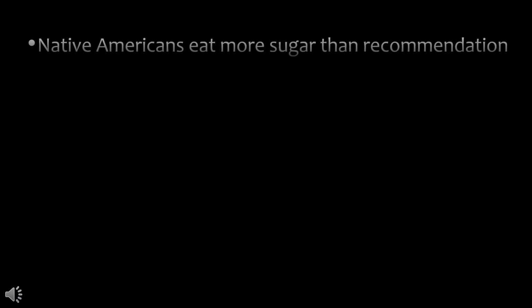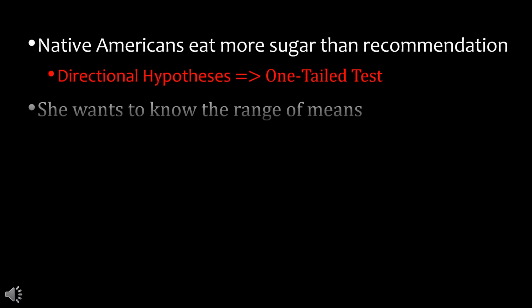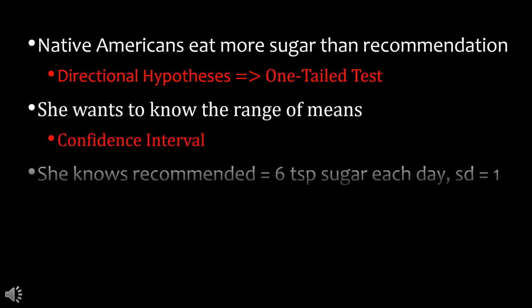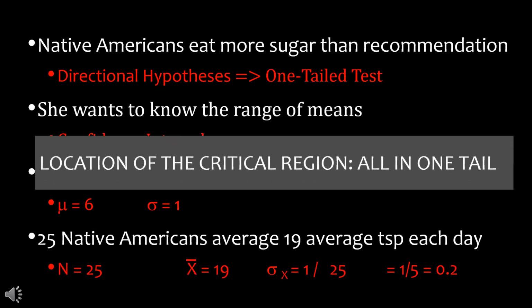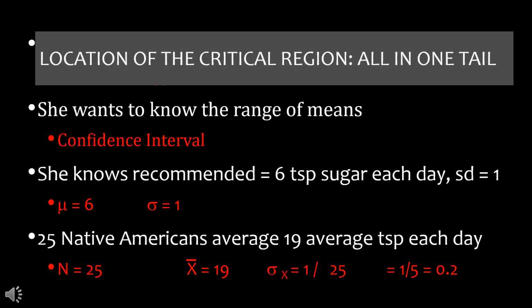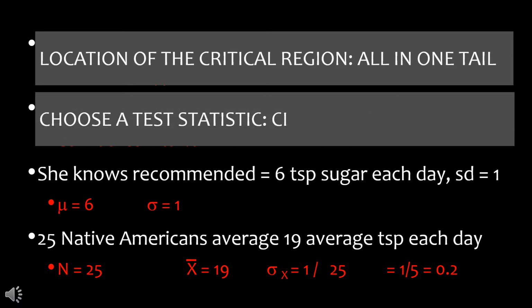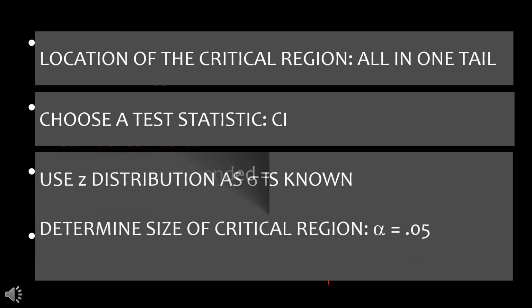From the statement, the research hypothesis that Native Americans eat more sugar than the recommendation, we know that we are going to have directional hypotheses, and that's going to result in a one-tailed test. From the statement that she wants to know the range of means, we know that we're going to have to compute a confidence interval. Because she knows, which means that we have population information, she knows that the recommended number of teaspoons of sugar is 6 with a standard deviation of 1. Because she knows that that standard deviation is 1, we know that we have sigma, and we can use the z distribution.